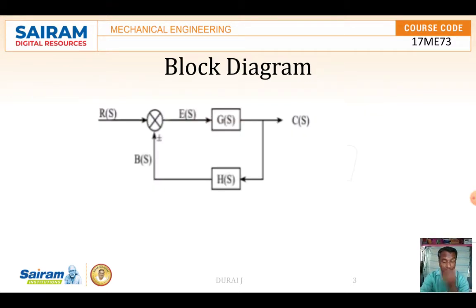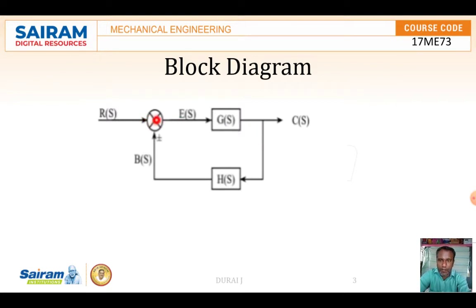Normally the block diagram is like this. In this one, the input is R of S, the output is C of S, the error signal is E of S, G of S is a block, and H of S is one more block. The signal flows from R of S to C of S in the forward path, left to right. Our input to output directly is the forward path. Then H of S is the feedback block, and the feedback signal is B of S. Normally the block diagram is like this.